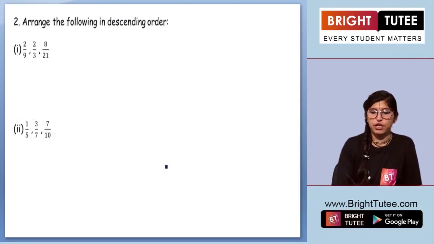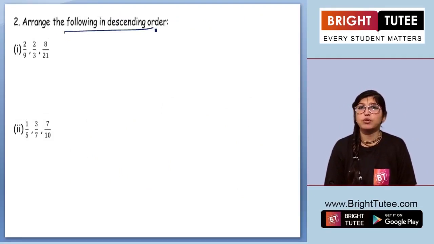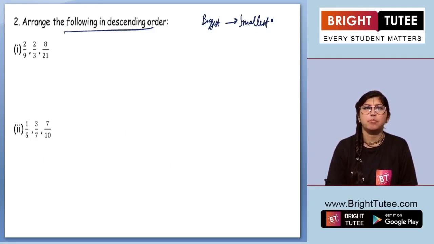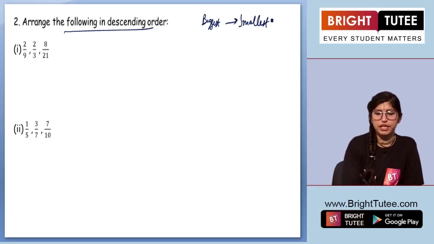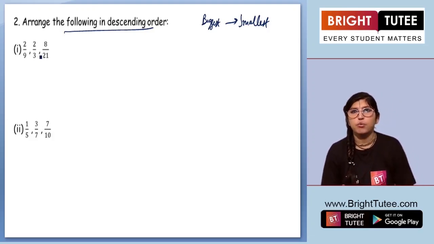It says that you need to arrange the following in descending order. Now if I'm talking about descending order, it means you are starting up with the biggest number and moving on to the smallest number. So over here, if you can see, we got 3 fractions and we need to arrange it in descending order. To compare it, what do we need to do? We need to convert it to like fractions.